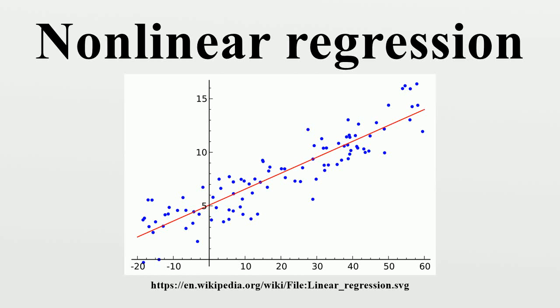In statistics, nonlinear regression is a form of regression analysis in which observational data are modeled by a function which is a nonlinear combination of the model parameters and depends on one or more independent variables. The data are fitted by a method of successive approximations.